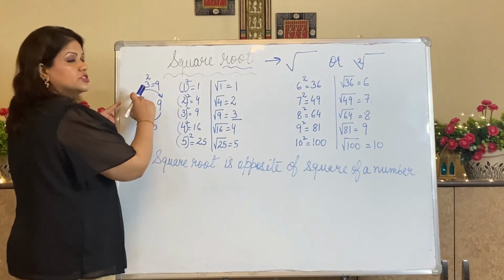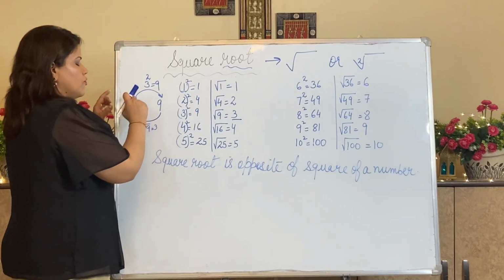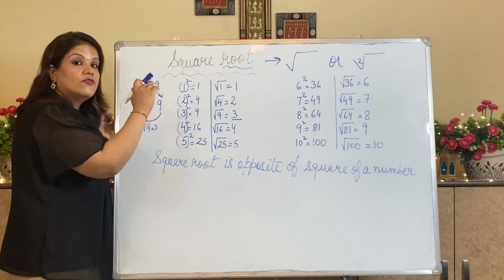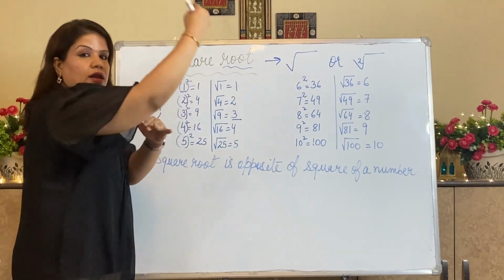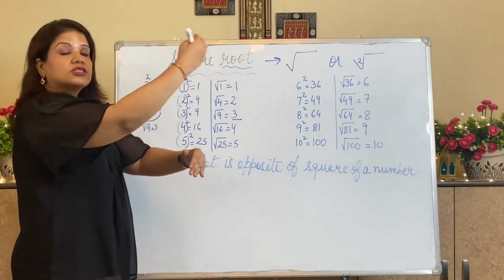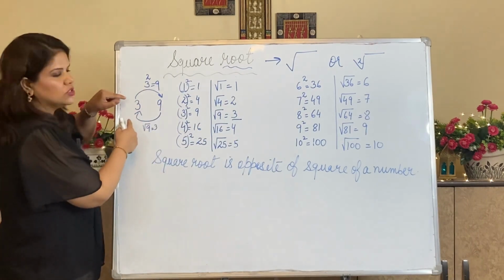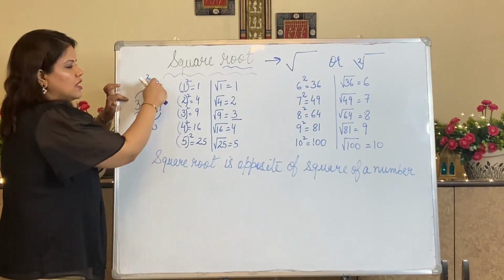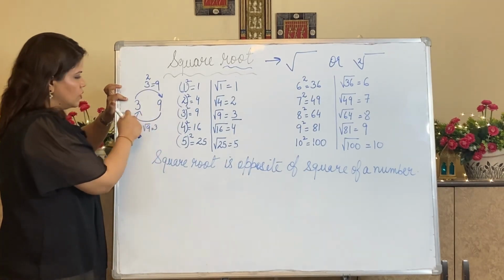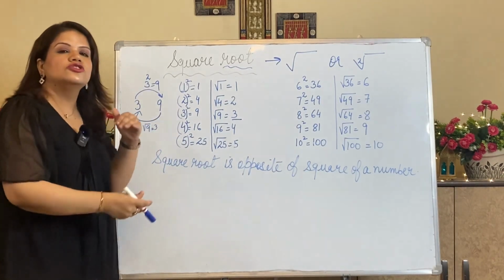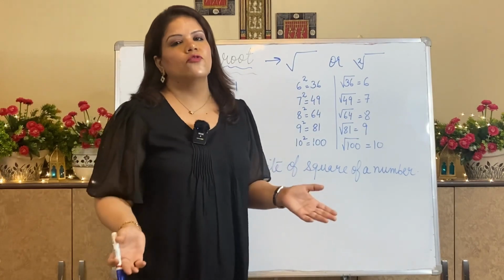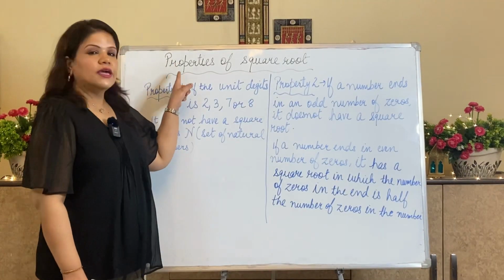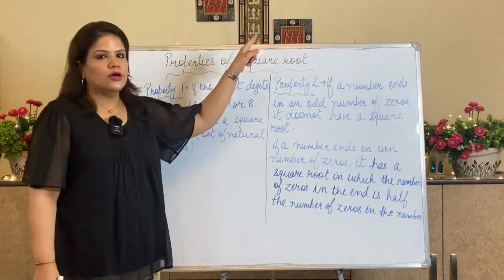See, for square I went from 3 towards 9. When I was squaring, I was going to the bigger number. But when I am finding the square root, I am coming back to the smaller number. From this circle has started and towards this it will come back because square root is opposite of finding the square of a number. Now I am taking properties of square root.